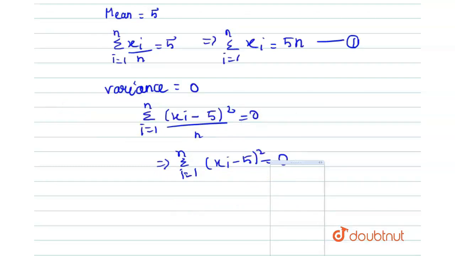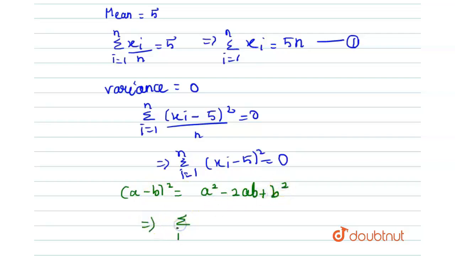That is a minus b the whole square is equal to a square minus 2ab plus b square. So that implies summation i equals 1 to n, where a is equal to xi. So that is xi square plus b square, that is 25, minus 2 into a xi into b 5, that is 10xi, is equal to 0.